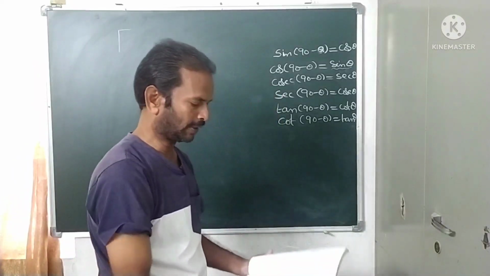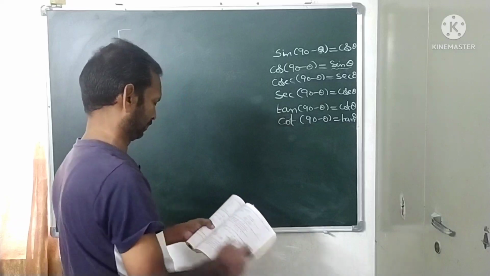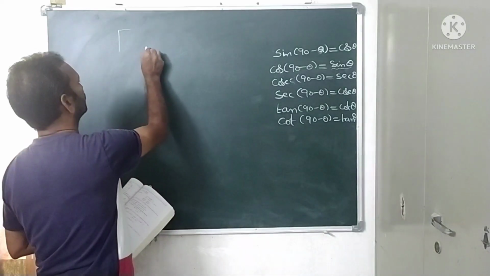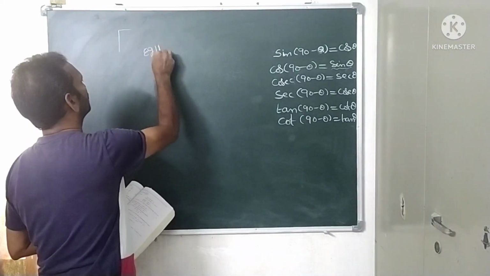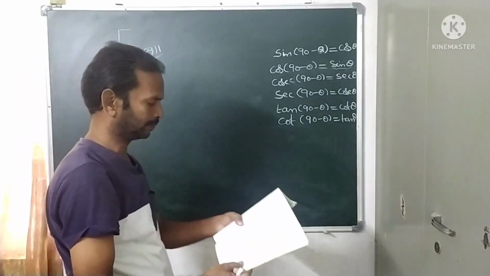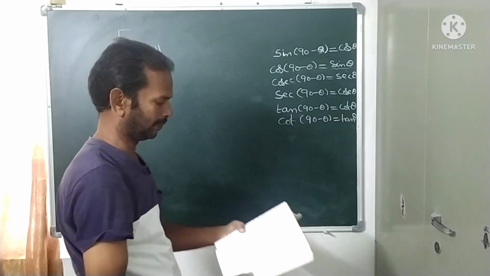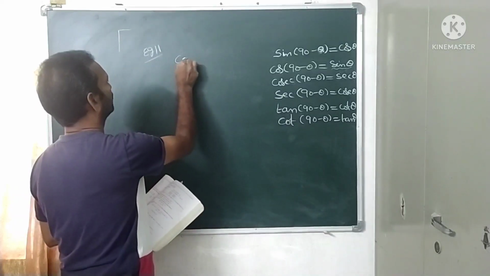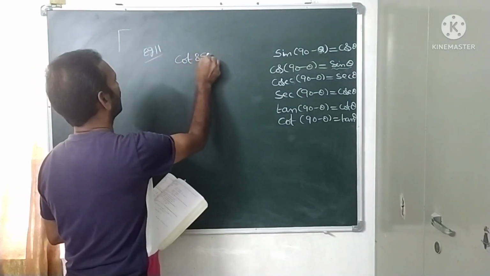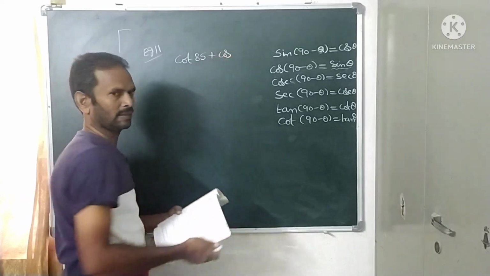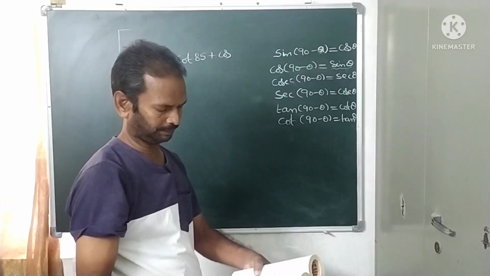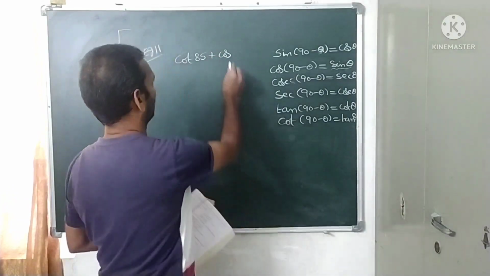One more problem in this same topic. Example 11: cot 85 plus cos 75.